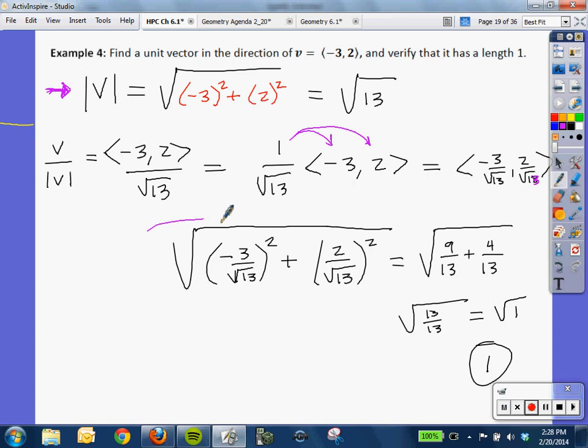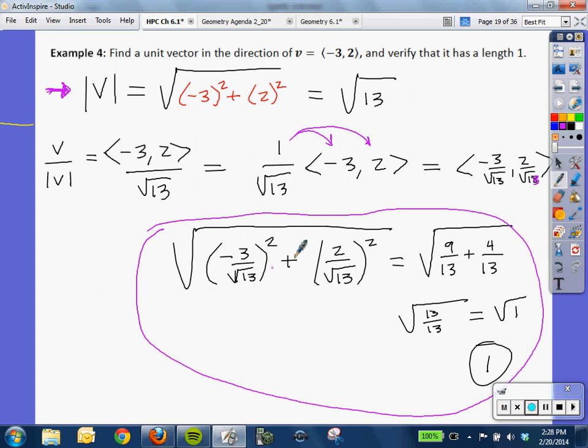And to verify that it has a length of 1, what I've done is I've taken the component form and squared the horizontal and vertical component, added them up, and then took the square root of them. So minus 3 over root 13 squared turns into 9 over 13, plus we have 2 over root 13 squared, that turns into 4 over 13. We add up the numerators, we get 13 over 13, which is 1, and then the square root of 1 is equal to 1.